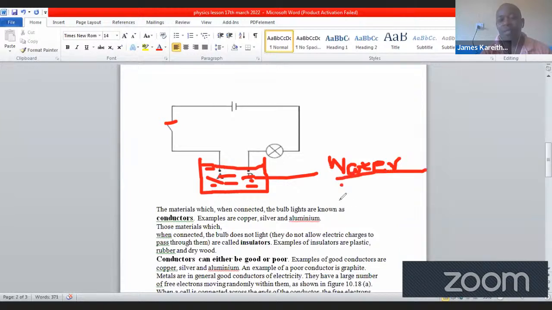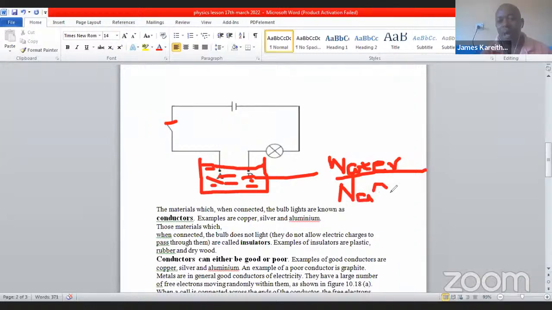Supposing I replace water with another liquid that I call sodium hydroxide. Now, don't worry about those symbols. Just know it is a chemical name. And maybe some of us have been able to access that. Instead of water, I put now sodium hydroxide. Well, you'll be able to note that in a way, the bulb will behave as if it wants to light, surprisingly.